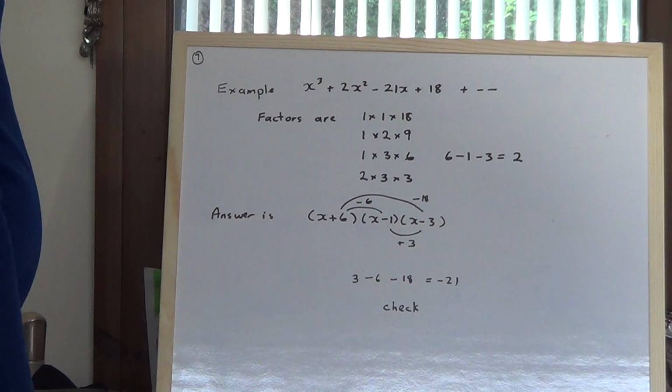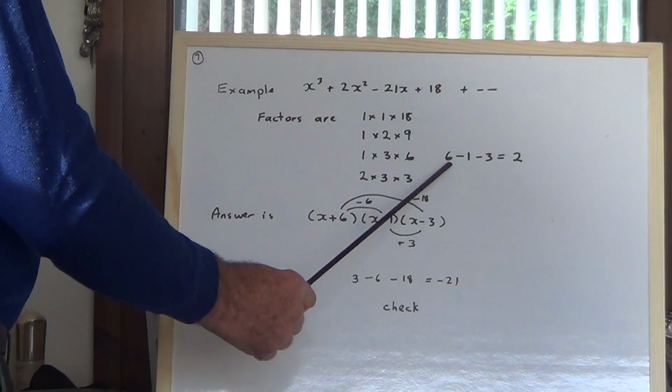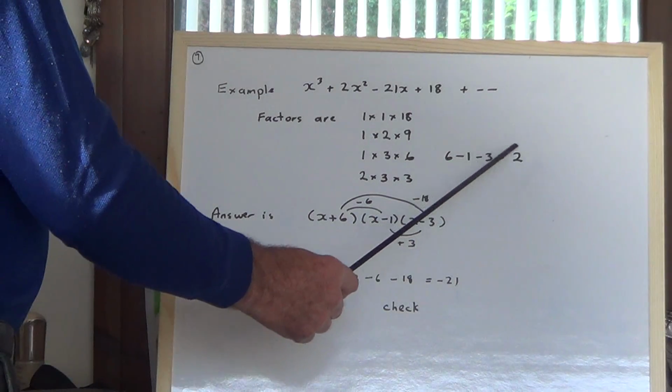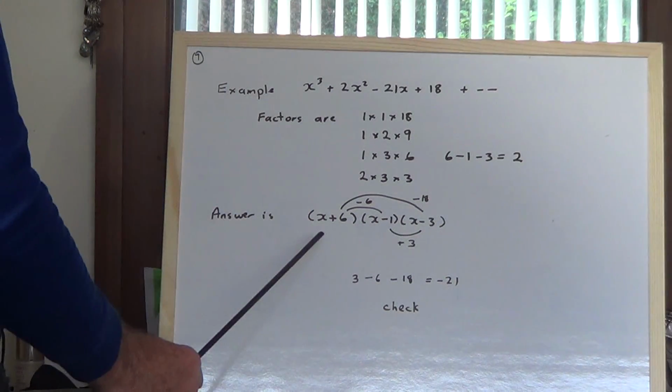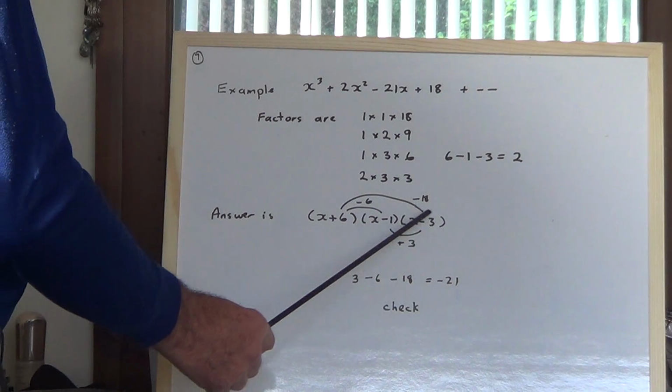Now, we've got to make 2 of those negative and add them up and get an answer of 2. There it is. 6, take away 1, take away 3 is 2. So the answer is x plus 6, x minus 1, x minus 3.